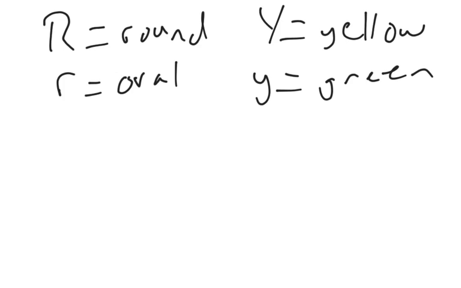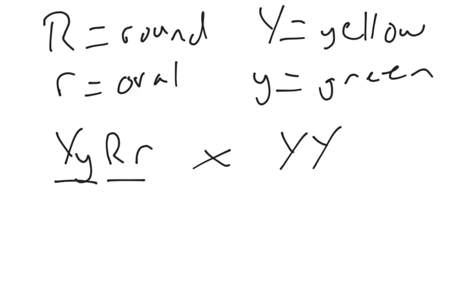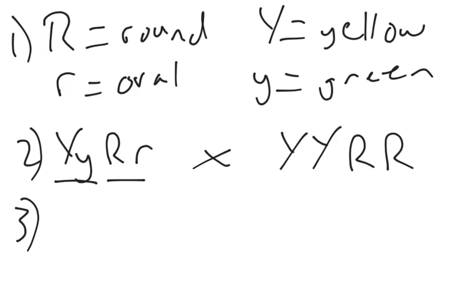So let's say one parent has this genotype. So the parent is heterozygous for seed color and heterozygous for seed shape. And we're going to cross that parent with a homozygous dominant for color and shape. Okay? So after we do that, these are your first steps. That's step 1, assign letters. Step 2, get your parents' genotypes. Step 3, figure out the gametes.